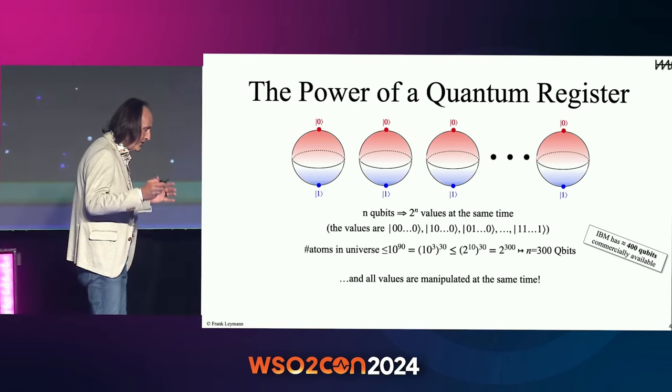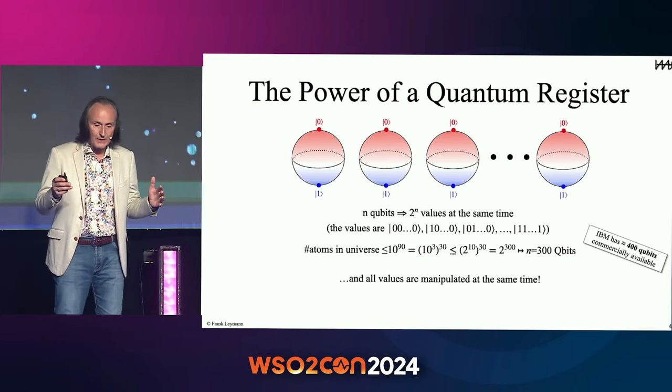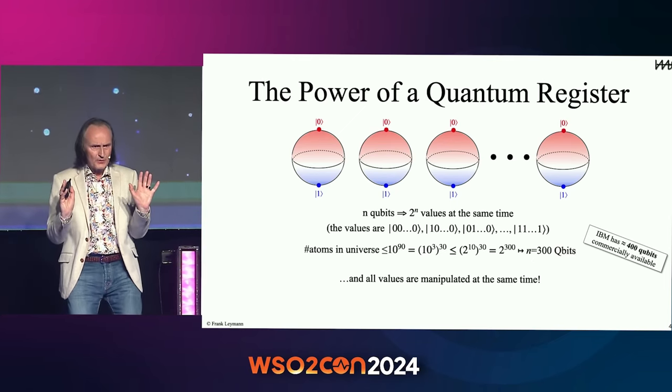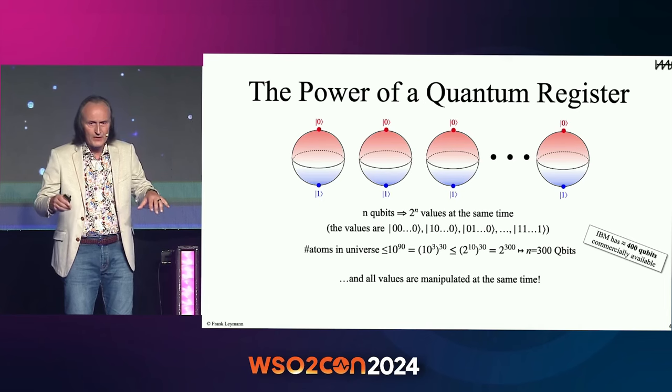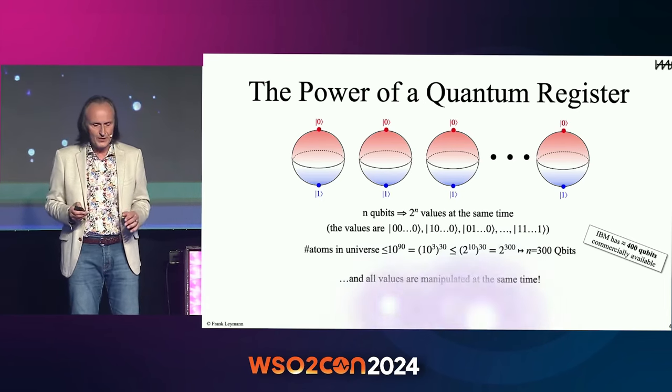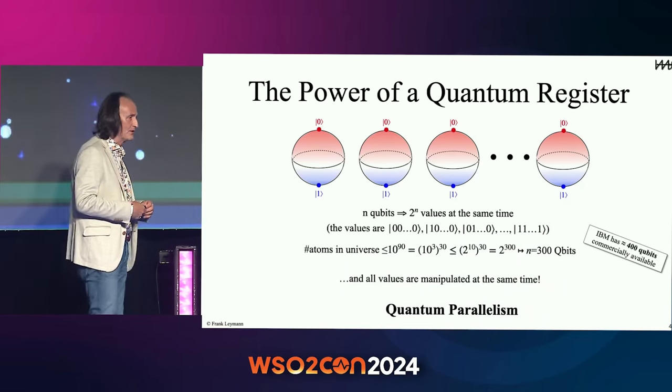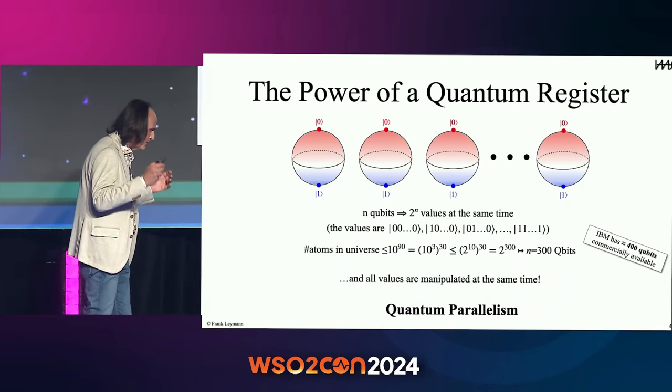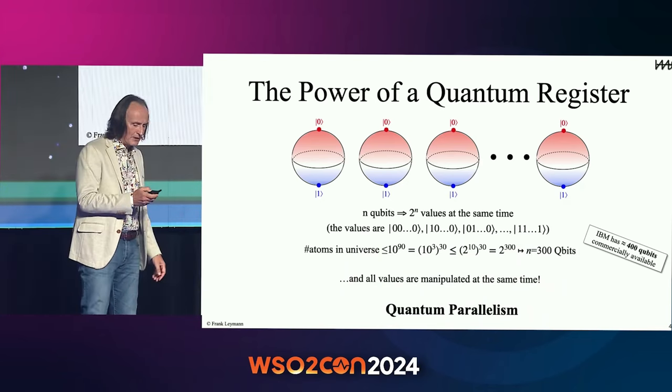And if you have this kind of 2^300 values, in a quantum computer each computation step manipulates all these values in parallel, at the very same time. This is what we call quantum parallelism, which is one of the sources of the enormous power of quantum computing.